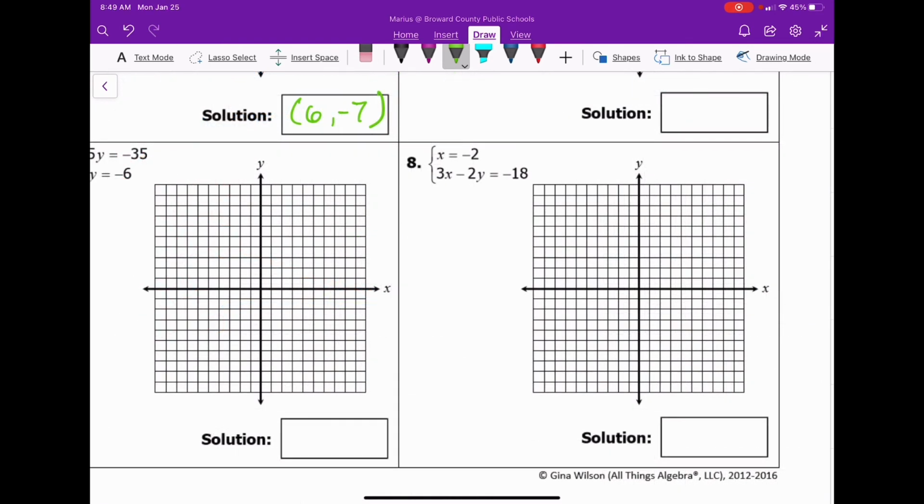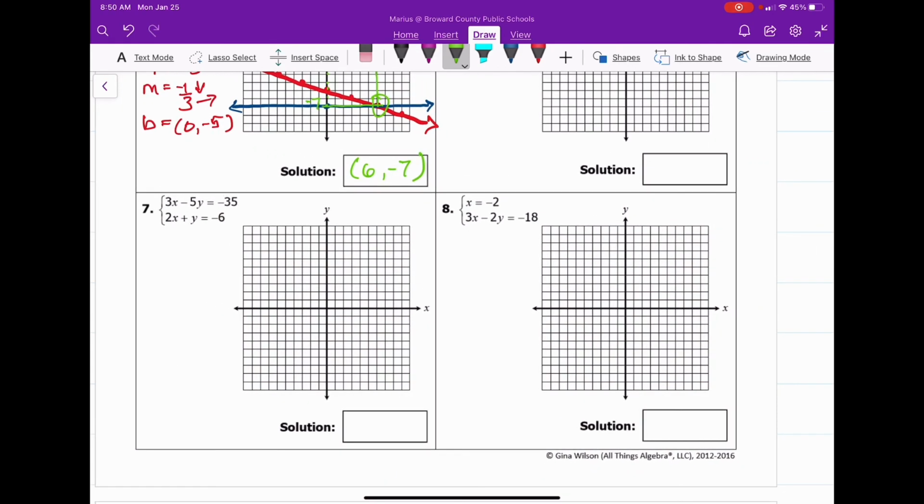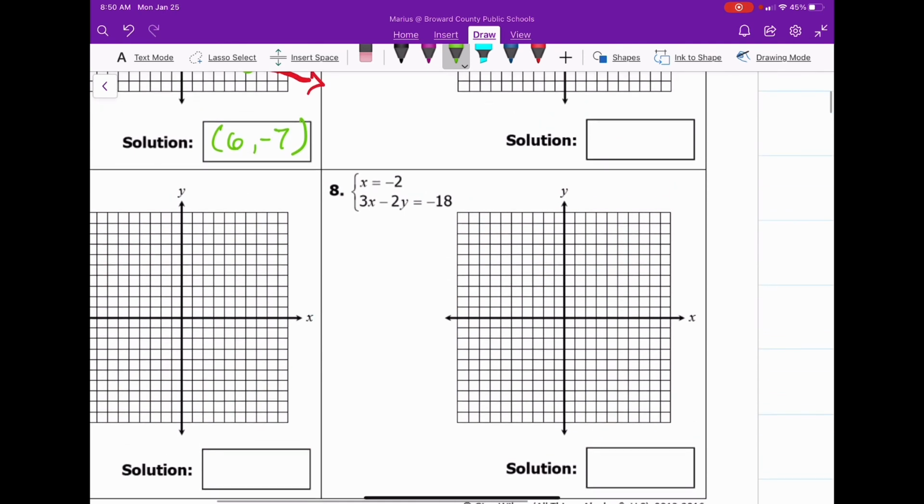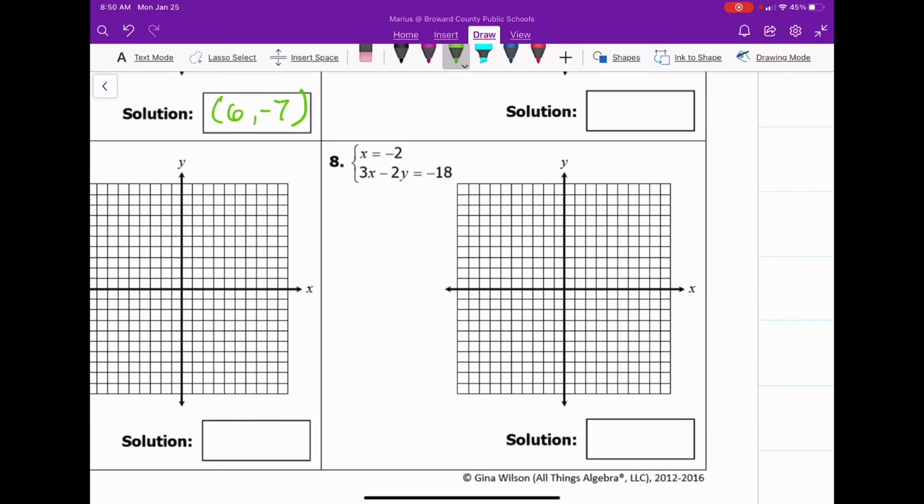All right, so I'm gonna go ahead and skip to number 8 because numbers 6 and 7 are just like some of the other problems we've already done before. But number 8 has a different type of line. So I do want to show an example of that. So let's go ahead and take a look at that one.